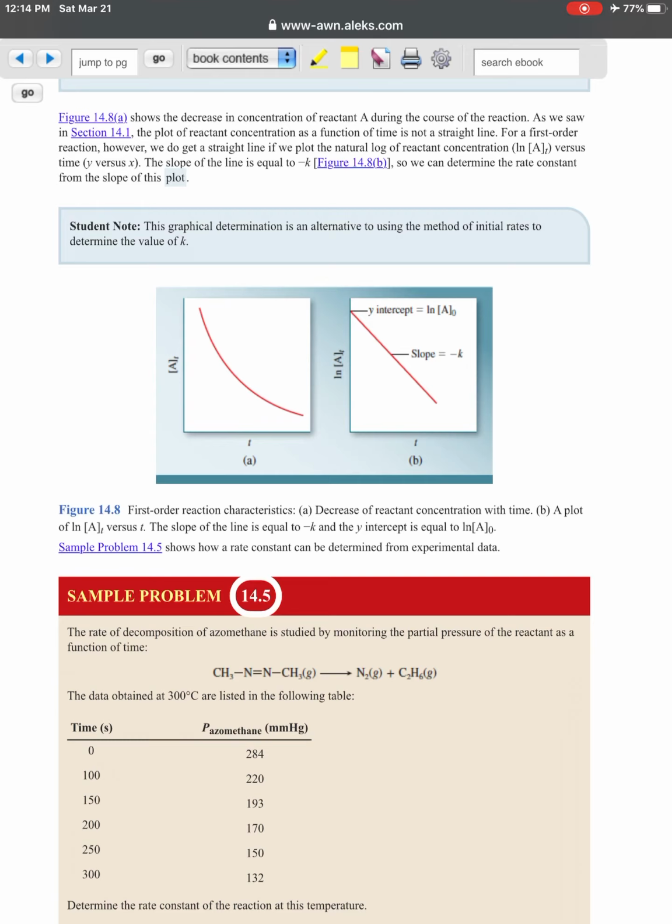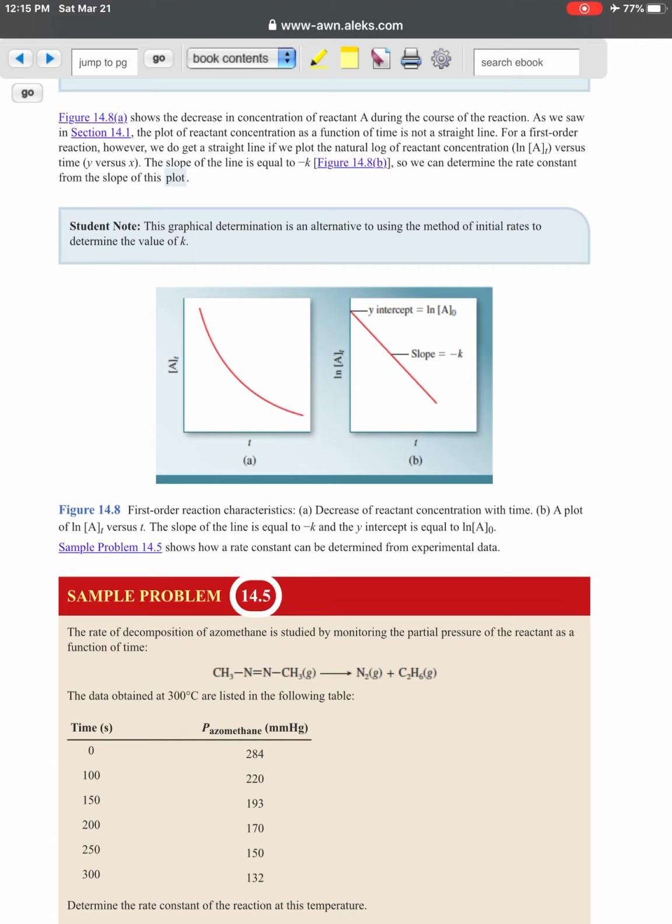Student note: this graphical determination is an alternative to using the method of initial rates to determine the value of k. So in other words, we're going to use this method as a different method compared to the previous section. Section 14.2 talked about the method of initial rates, right? So we're going to do a different method to find the same information. So there's our two figures.